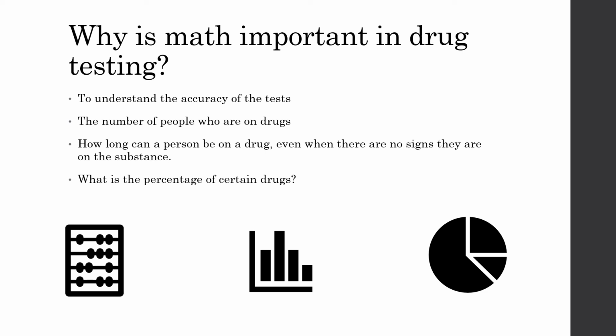Another point is what is the percentage of certain drugs? Lots of studies are known for lots of different drugs such as cocaine and heroin, and the percentage of certain drugs and what is higher or what is not. Basically, how high can you get off of cocaine versus how high you can get off of marijuana. Those are different types of highs. So math is very important for testing.